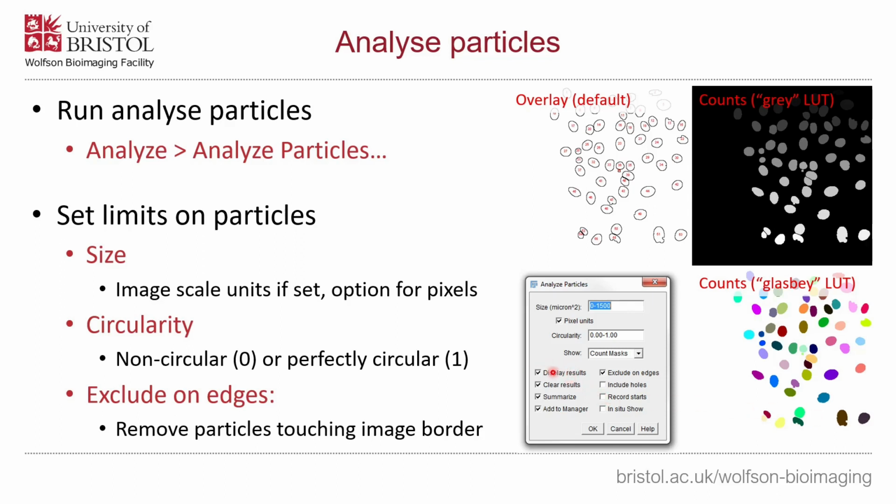You can also have it automatically make measurements and generate a separate summary table. You can also add them to the region of interest manager as separate regions of interest. So this would be another way that you could then access those regions in the future if you wanted to reanalyze something. And another important feature here is the ability to exclude on edges. If you're measuring things like area, you don't want to include anything which is semi-obscured by the edge of the image because you don't truly know how big it is. So it's useful to exclude on edges.